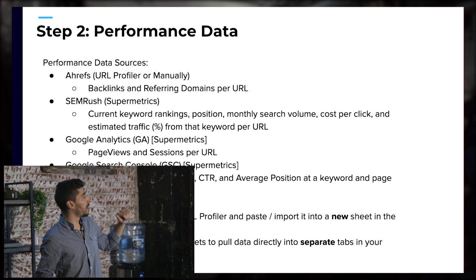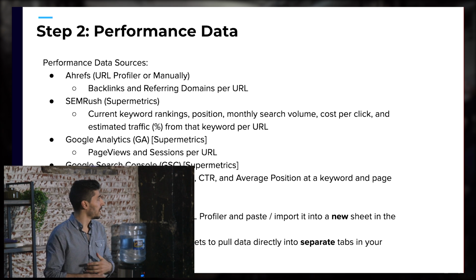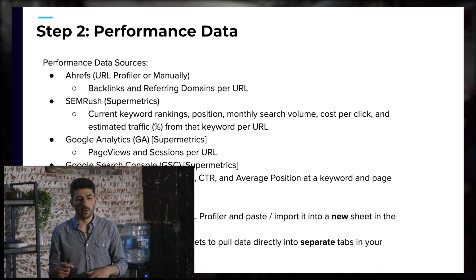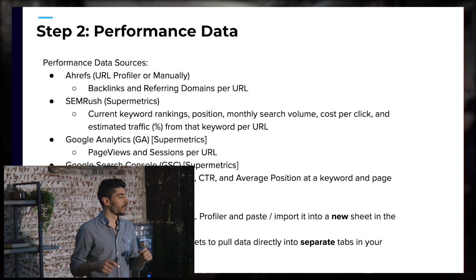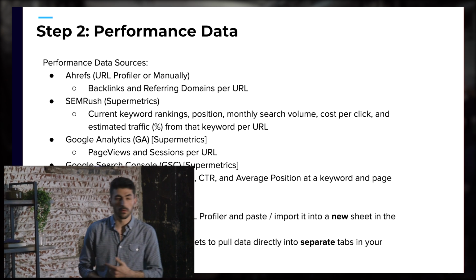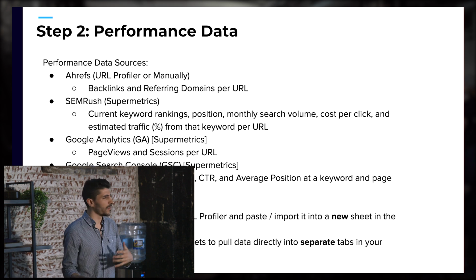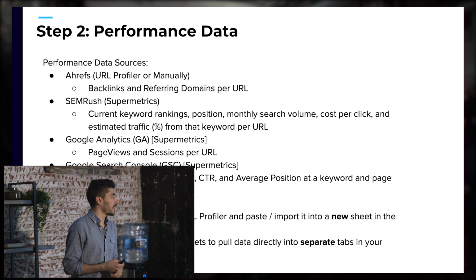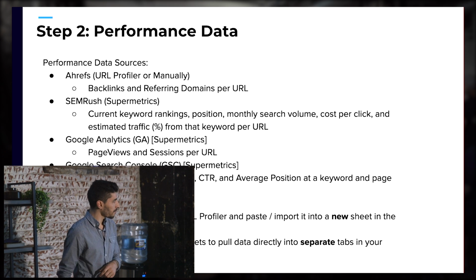From Ahrefs, we're going to want to pull backlinks and referring domains. From SEMrush, we're going to want to pull what's the top keyword in SEMrush, what's the position, what's the monthly search volume for that keyword, what's the cost per click we're looking at, and how much is the estimated traffic that URL is getting for that keyword.